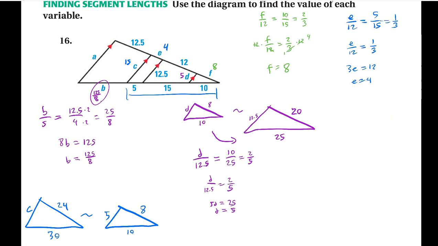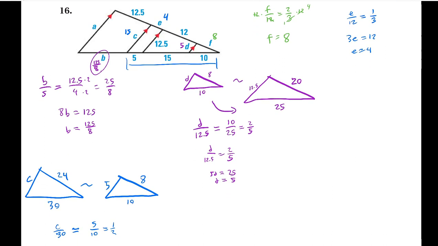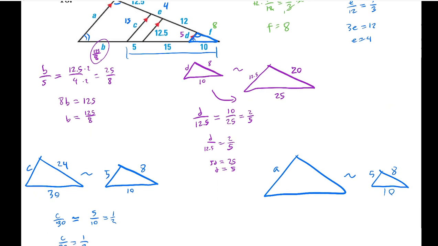And then I'm going to use that same small triangle to solve for a. So this huge thing where I'm looking for a is similar to that same triangle with 5, 8, and 10 down here in the middle. And that's because of parallel lines, right? Corresponding angles, corresponding angles.